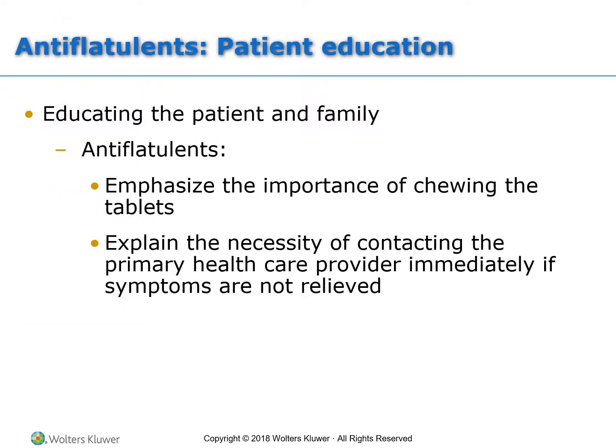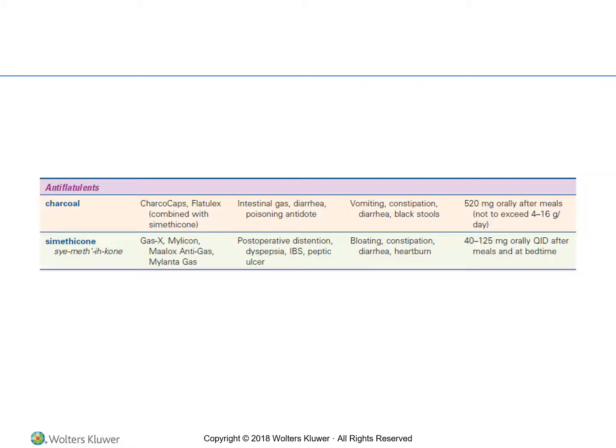When educating the patient and family, emphasize the importance of chewing the tablet. Simethicone tablets have to be chewed up entirely before they're swallowed. That's why we do the simethicone or Mylicon drops for babies, because they can't chew. But this activates it and allows it to go work on the GI tract when it reaches the stomach. Explain the necessity of contacting the primary healthcare provider if those symptoms are not relieved by the use of these medications, because it could be indicative of a larger problem.